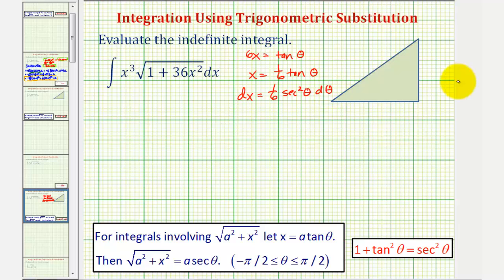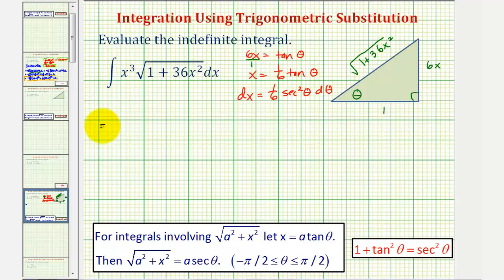Now before we start performing substitutions though, let's go ahead and model angle theta using this right triangle. So this is our right triangle, this is angle theta. Notice tangent theta is equal to 6x, which is equivalent to 6x over 1, so we can label the opposite side 6x, the adjacent side 1, and therefore the hypotenuse would be equal to the square root of 1 squared plus 6x squared, or 1 plus 36x squared. We'll need this later. Now let's write the integral in terms of theta.